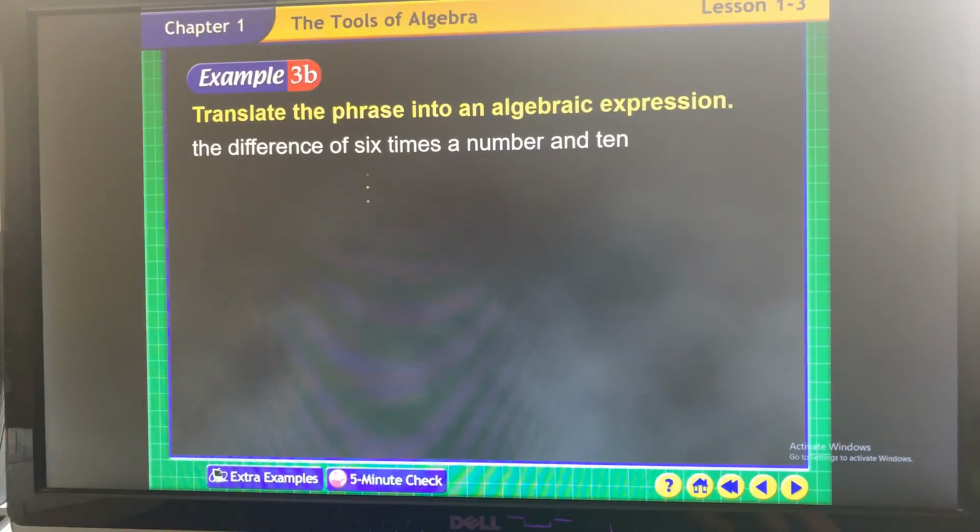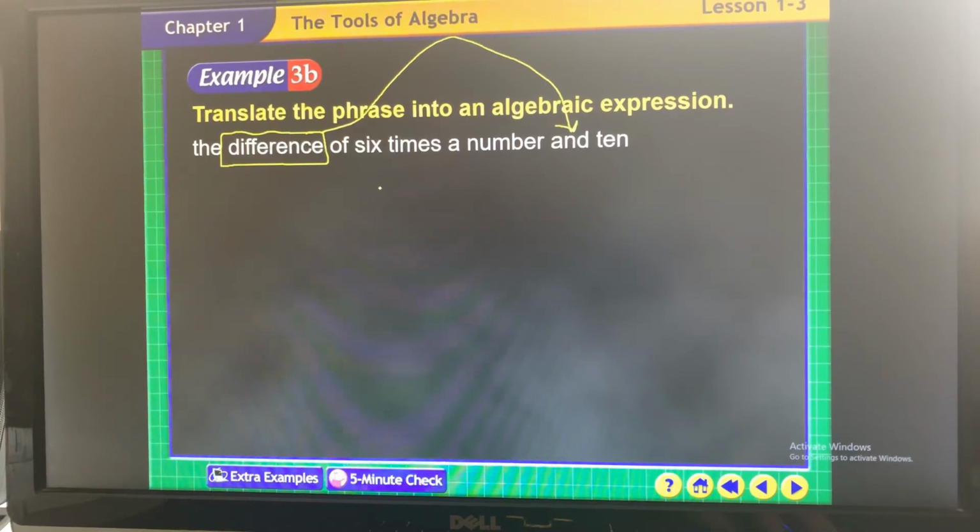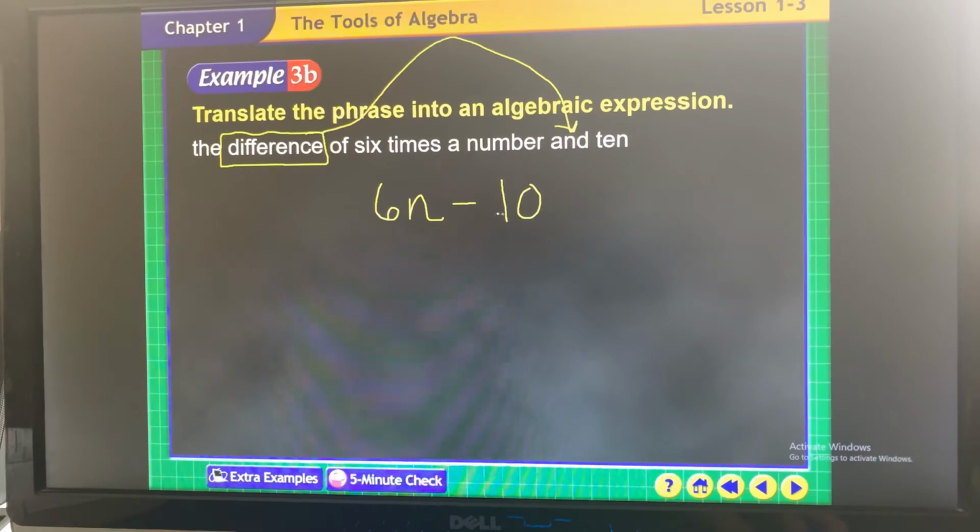The difference of 6 times a number and 10. Remember I said product, sum, difference, and quotient always connect with "and." Notice I didn't write the multiplication sign. You don't need the multiplication sign. You don't even need to say it when you read this. This is 6n minus 10.